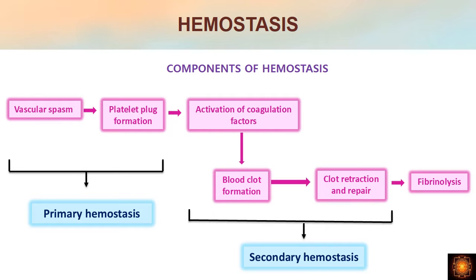Now, what are the steps in hemostasis, or what are the components of hemostasis? Initially we have the vascular spasm. Immediately, whenever there is damage, there is a vascular spasm. Then after that, you have platelet plug formation. Till here, the vascular spasm and platelet plug formation, we call it primary hemostasis. Later on, after the platelet plug formation, you have the activation of the coagulation factors. Then you have the blood clot formation.